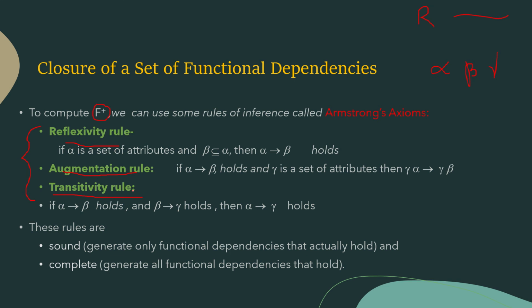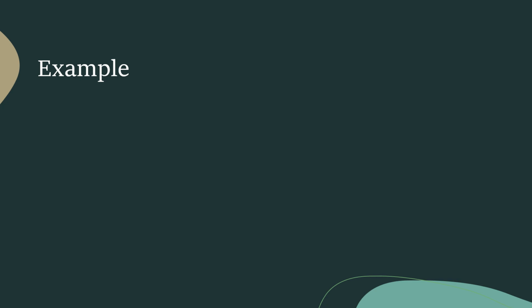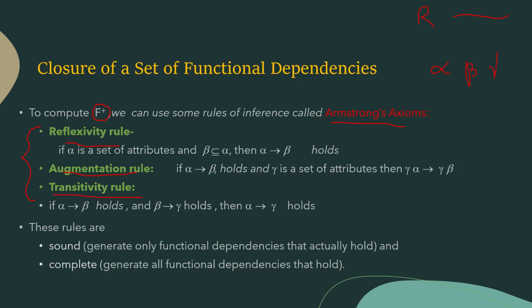Then you know the transitivity rule, that is, if alpha implies beta and beta implies gamma, then alpha implies gamma. These are some basic rules which will help you find F plus. These are called the Armstrong axioms, and these three rules are sound and complete. Other than this, we can also use some other rules. I will give you one example to show how we can find F plus using these three rules.